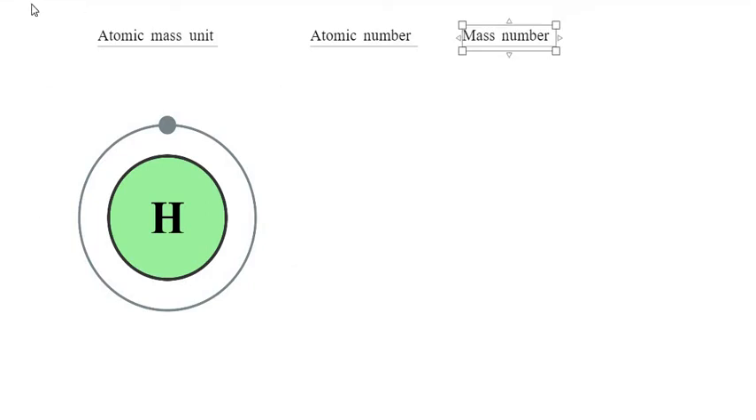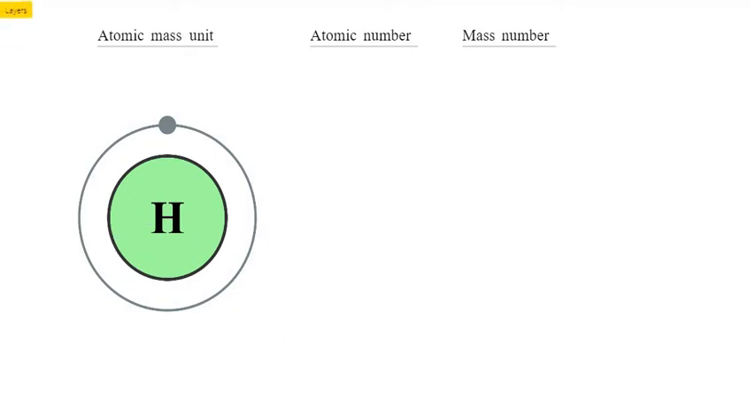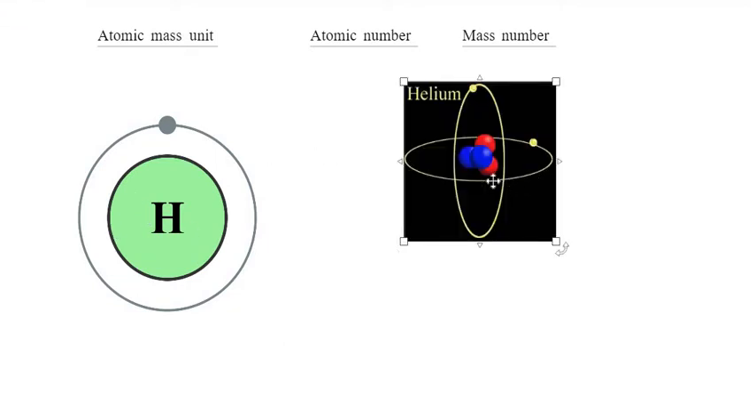The third I'm going to talk about is the mass number. Mass number is how many combined neutrons and protons there are in an atom. Hydrogen has a mass number of 1, but something like helium has a mass number of 4, an atomic number of 2, and an atomic mass unit of approximately 4 too, because it has 2 neutrons and 2 protons. That's why the mass number is 4, because 2 plus 2 is 4.